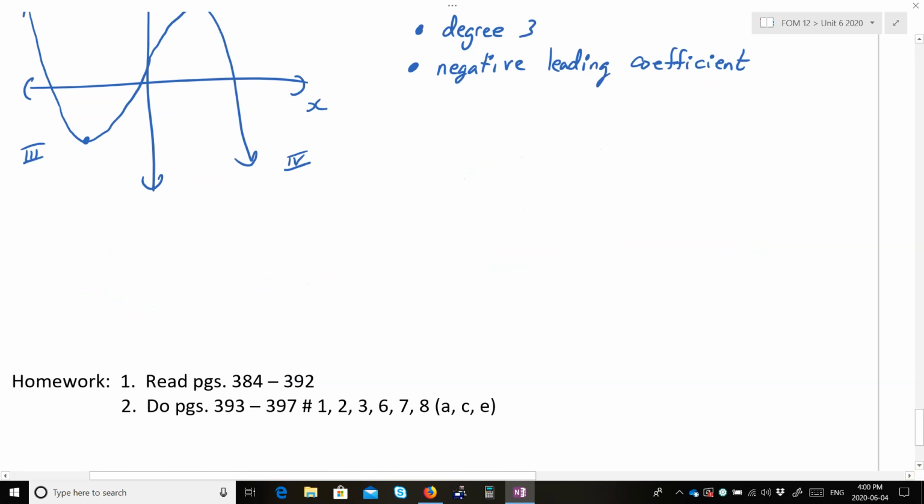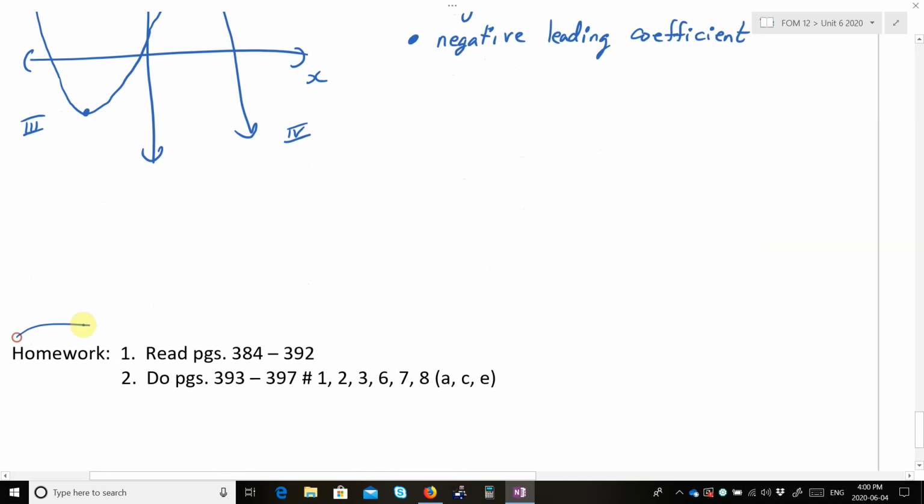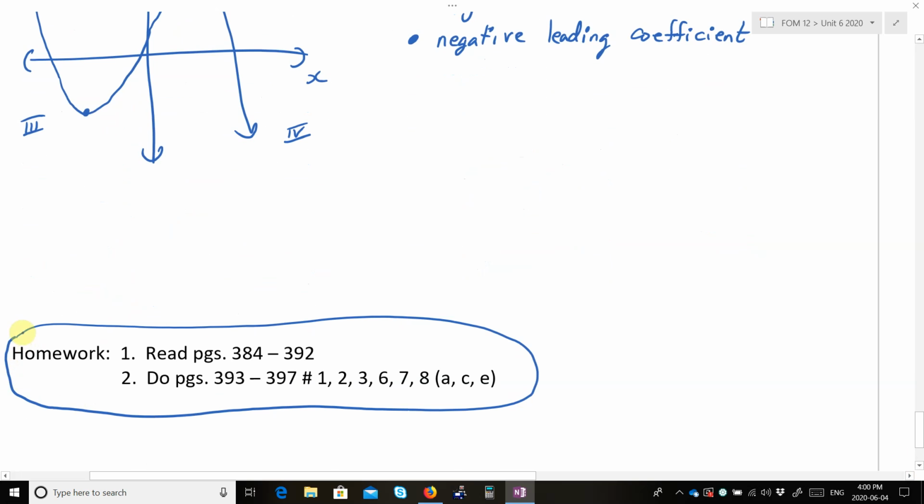All right, so there you go, everybody. The homework is from the textbook. It looks like this.